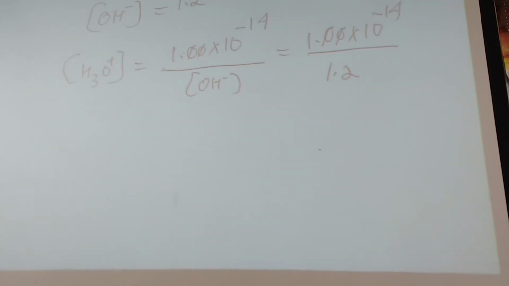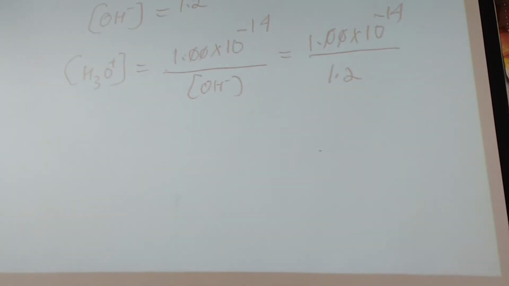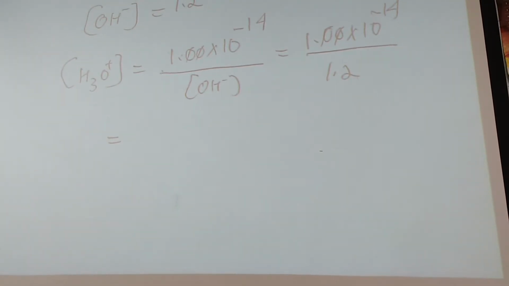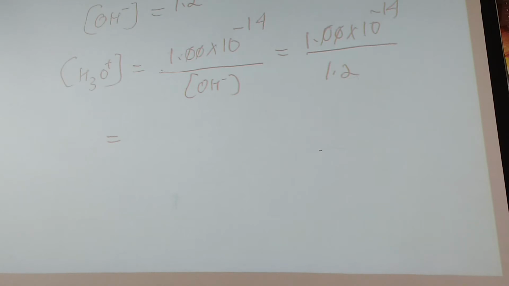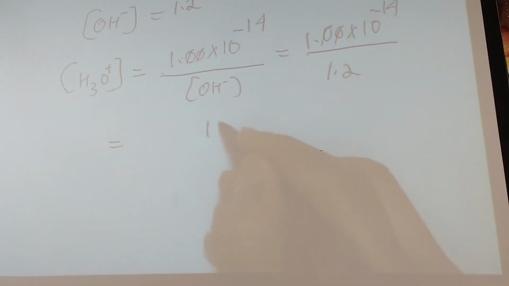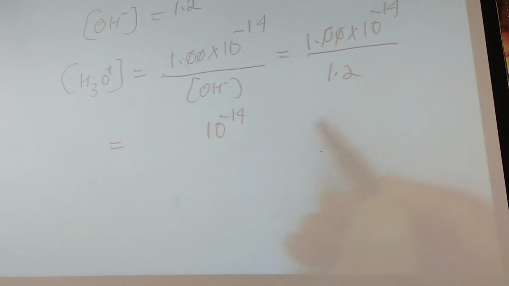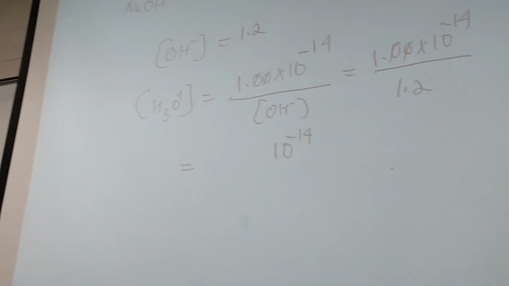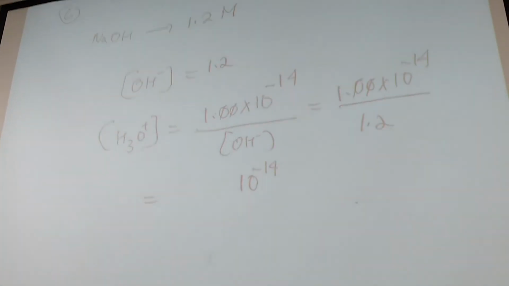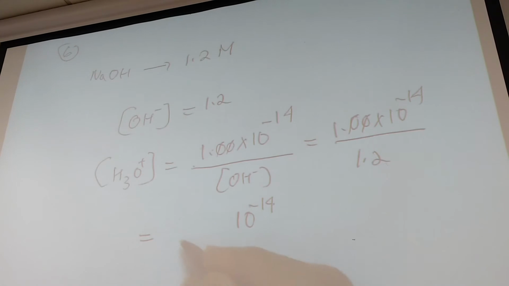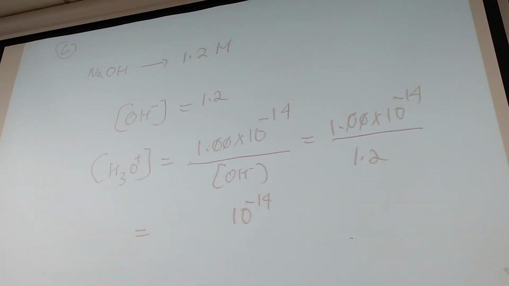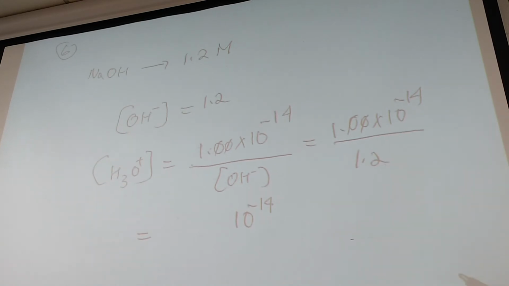So, what's the answer here? Somebody tell me. Keep the 10 to the minus 14 by itself, we'll keep it so we don't have any error. So 1.00 divided by 1.2, how much is it? Close to 1, correct? So what's the value? 0.5? No, it's 0.83.